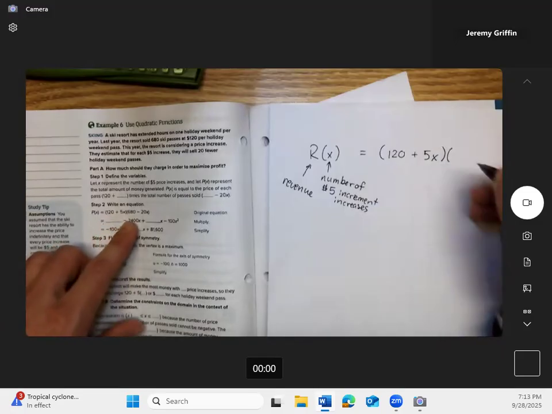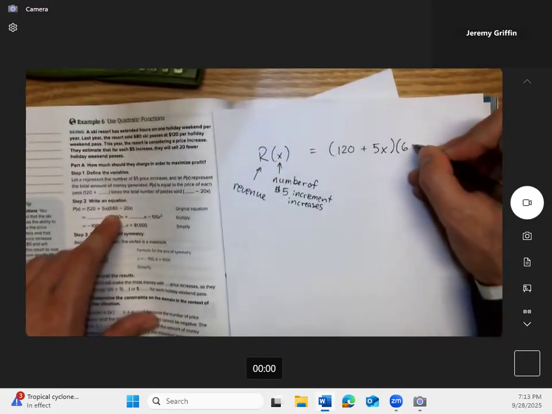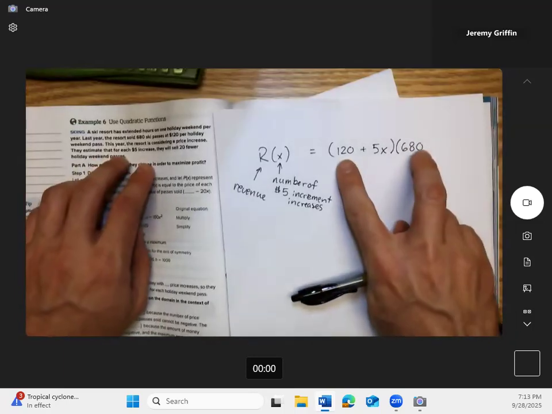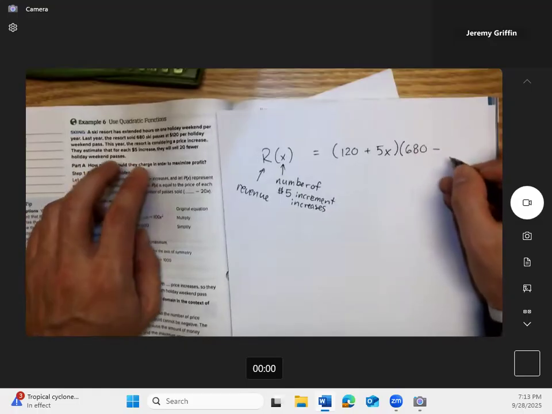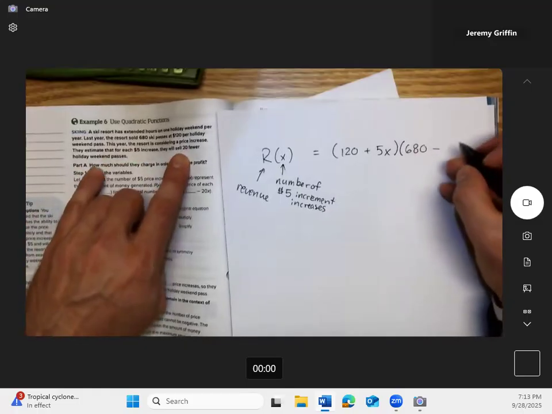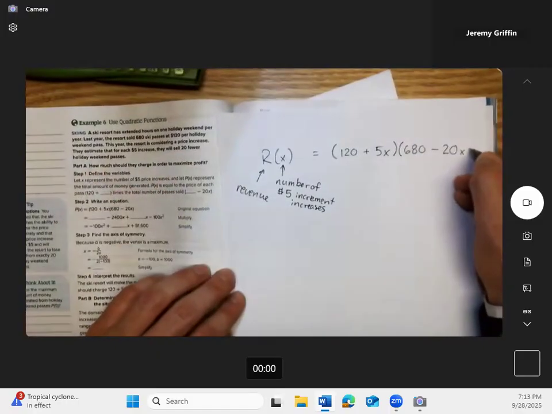But the catch is that the quantity that you sell is going to be fewer. So we started off selling 680 tickets at this $120 price. But every time we increase the price by $5, we're going to lose 20 sales. So 20 times that number of increment increases.